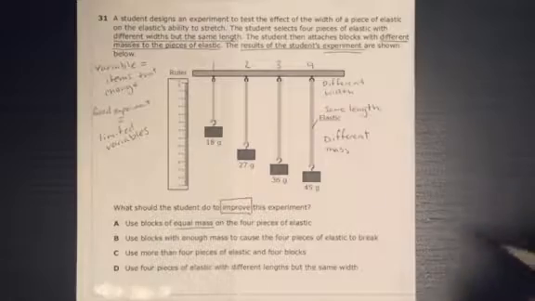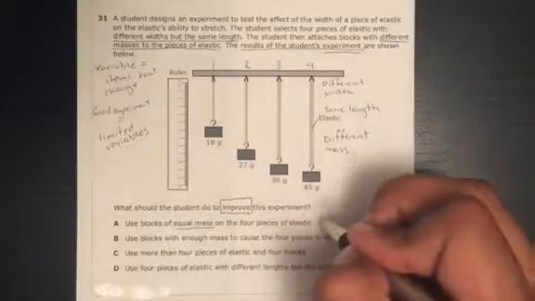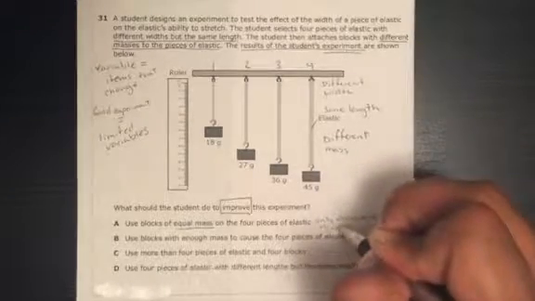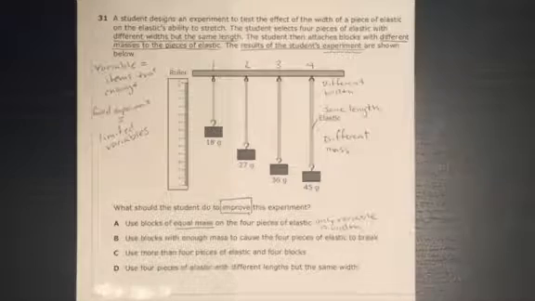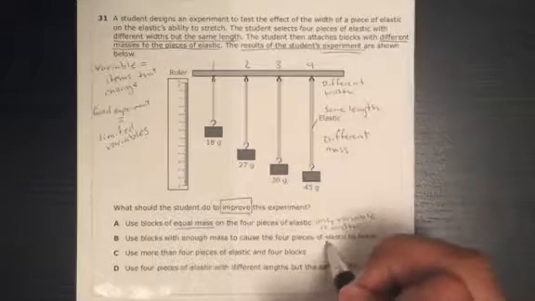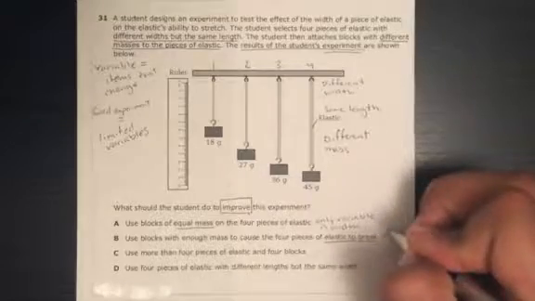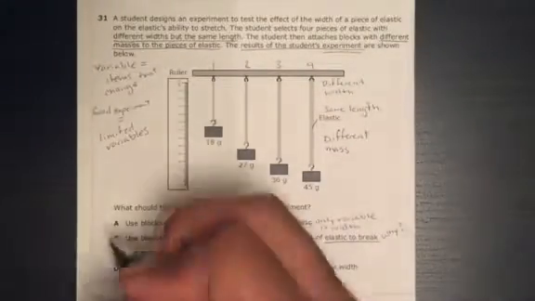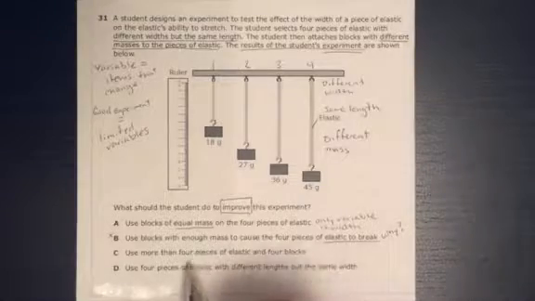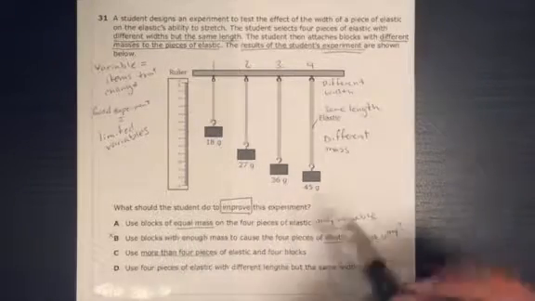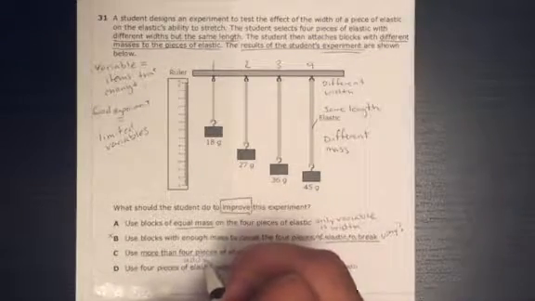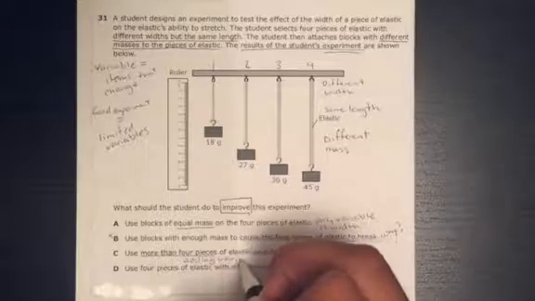Letter A states that you use blocks of equal mass on the 4 pieces of elastic. That would leave me with the only variable of width. Letter B says to use blocks with enough mass to cause the 4 pieces of elastic to break. Now, why would we want it to break? The student wants to test the effects of the width of the piece of elastic on its ability to stretch. Letter C says use more than 4 pieces of elastic and 4 blocks. In this case, we will be adding variables when we want to be limiting them.